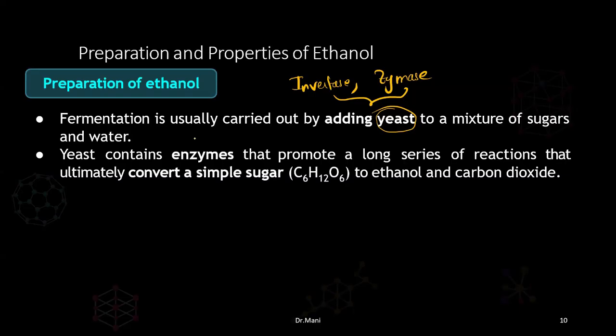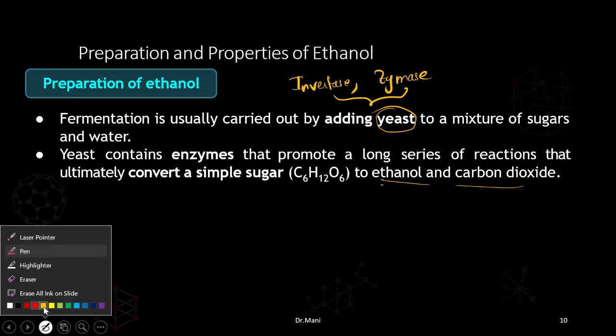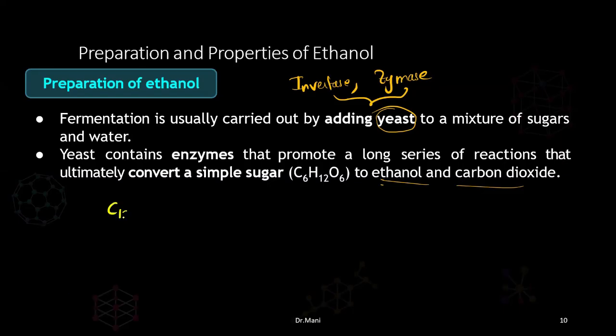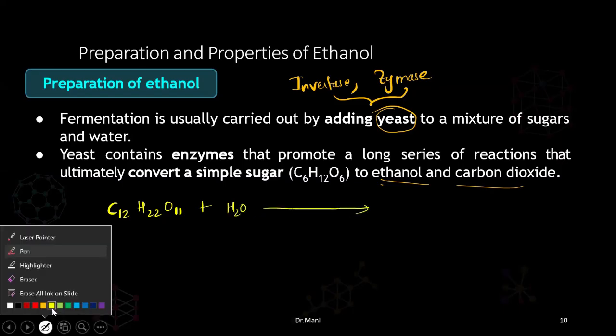So just remember, fermentation is usually carried out by adding yeast to a mixture of sugars and water. What does the yeast contain? It contains the enzyme zymase, which will promote a long series of reactions and ultimately convert the very big molecules into simple molecules. Sucrose, maltose, all of those will break down into either glucose or fructose. Now this glucose or fructose, in presence of zymase enzyme, will convert into ethanol and carbon dioxide. So just see this reaction. The macromolecule C12H22O11, with water, in presence of an enzyme called invertase.